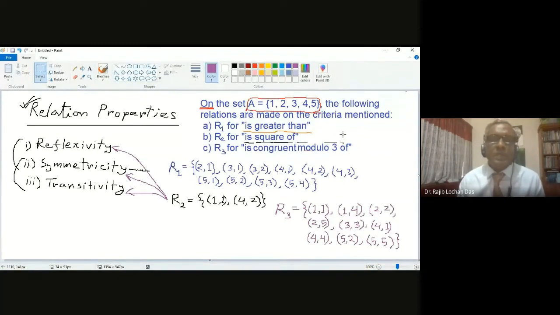Now I will explain what is reflexive and how you can check this. That thing I will now explain. But before talking about that, is that okay? Do you understand the situation?